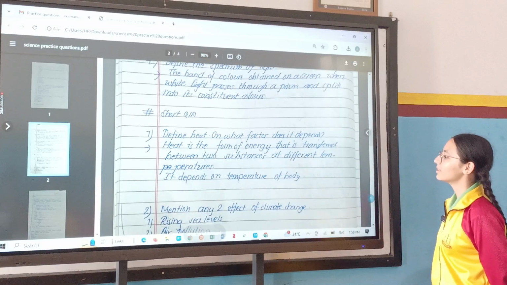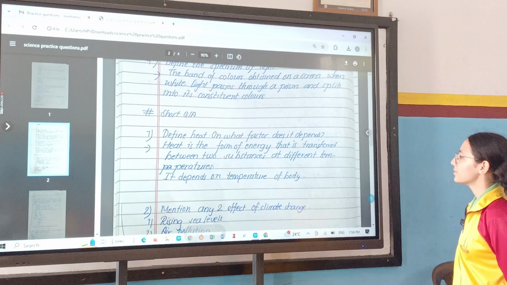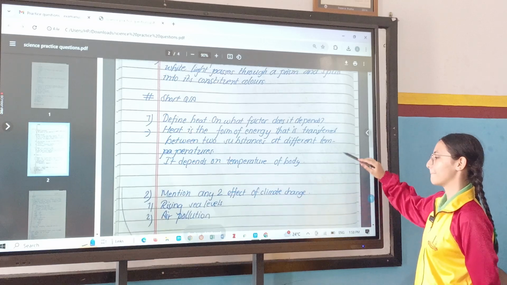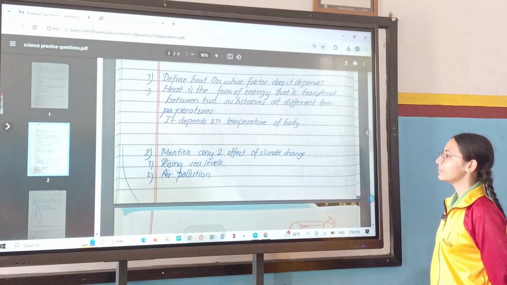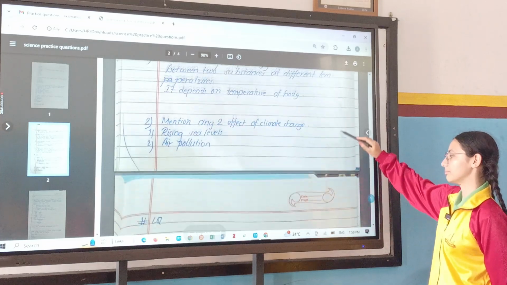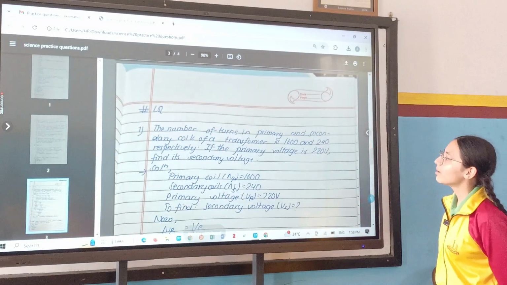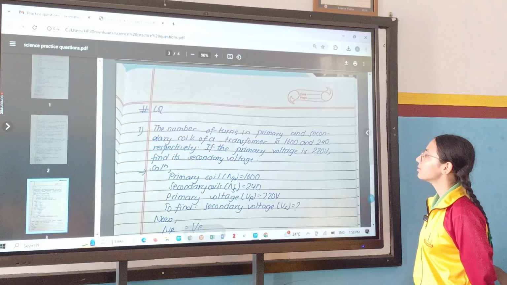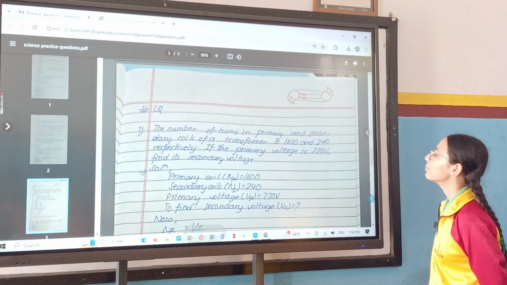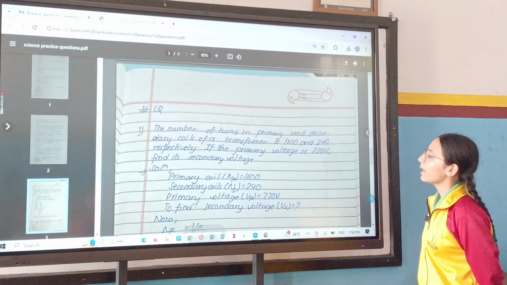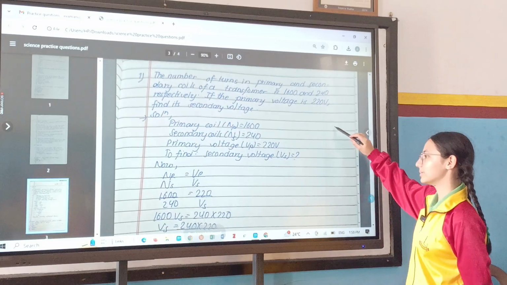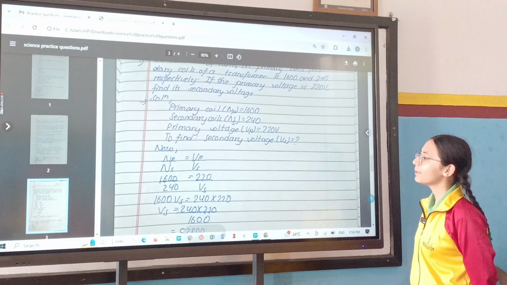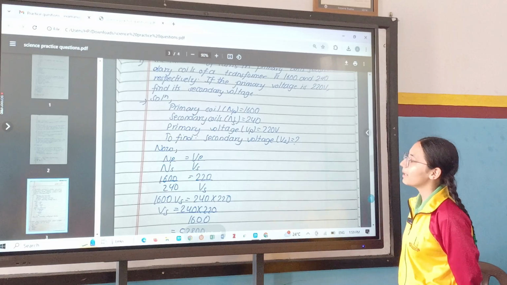Define heat. On what factor does it depend? Heat is the form of energy that is transferred between two substances at different temperatures. It depends on the temperature of the body. Mention any two effects of climate change: rising sea levels, air pollution. The number of turns in the primary and secondary coils of a transformer is 1600 and 240 respectively. If the primary voltage is 220, find its secondary voltage. The formula to find the secondary voltage is Np by Ns equals Vp by Vs.